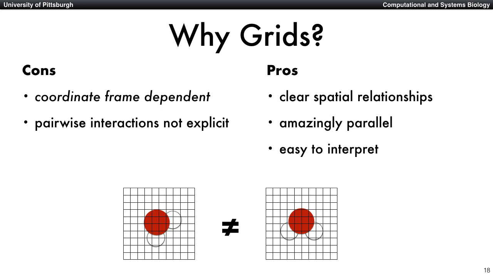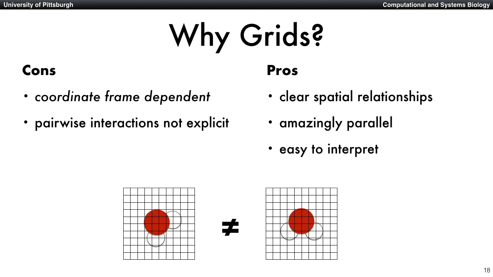So why grids? Because there's actually some really horrible things about them. The worst thing is it's coordinate frame dependent, right? So if you rotate a molecule in your coordinate frame, all these grid points change, and it's different, and the model sees something different, and it will give a different prediction, which obviously, it's the same molecule, and that's wrong, right? That's a con. And traditionally, we look at pairwise interactions in scoring, right? And we're not making those explicit, whereas if you're using some distance-based representation, you won't have these problems.